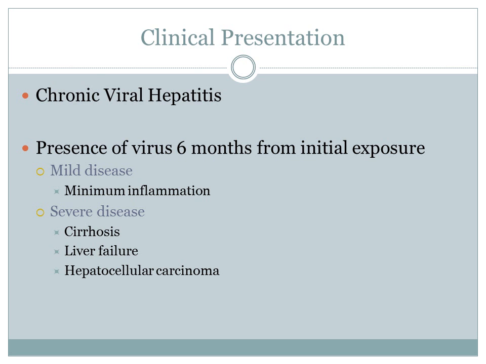With chronic viral hepatitis, this is present more than 6 months from initial exposure. Mild disease, there's minimal inflammation. However, with severe disease, we worry about cirrhosis, liver failure, and hepatocellular carcinoma.